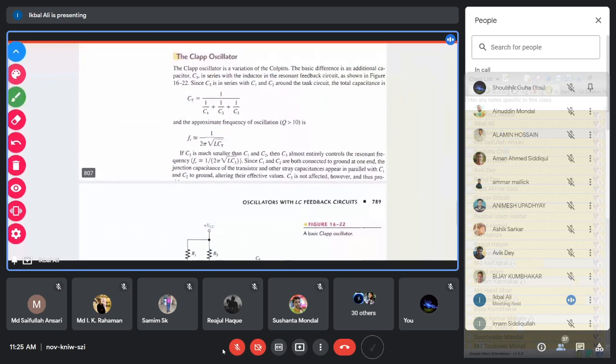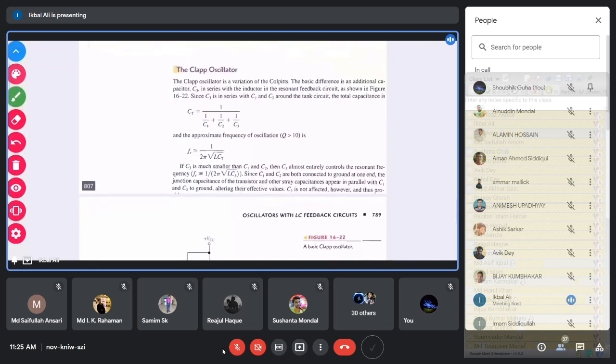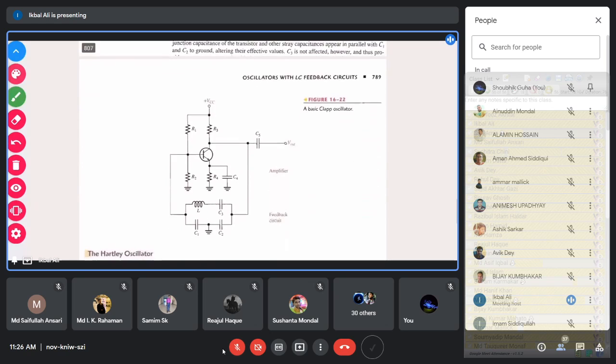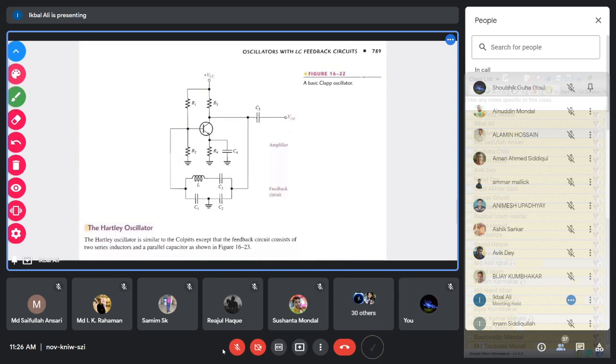All these discussions have been written in the book, but this discussion is necessary to understand whatever is written there, and what the effects are in the Colpitts oscillator and how they can be eliminated by the Clapp oscillator by connecting an extra capacitance C3. So now you can easily understand that the Clapp oscillator is much more stable and can generate a much more stable frequency than the Colpitts oscillator.